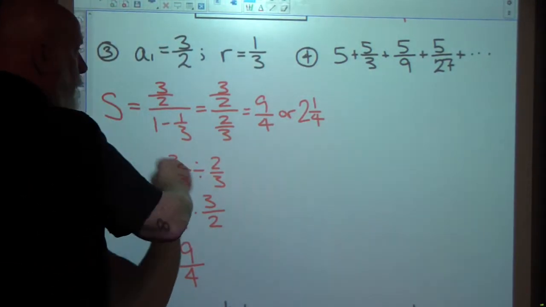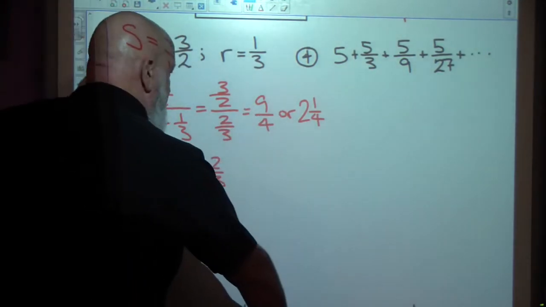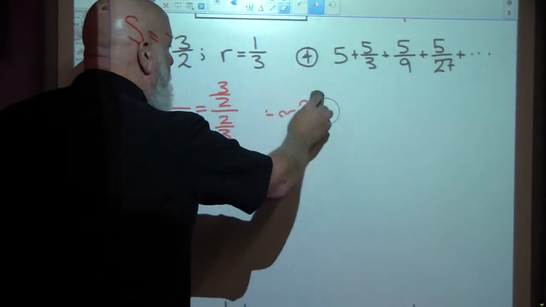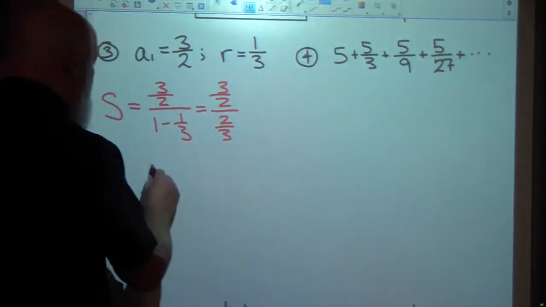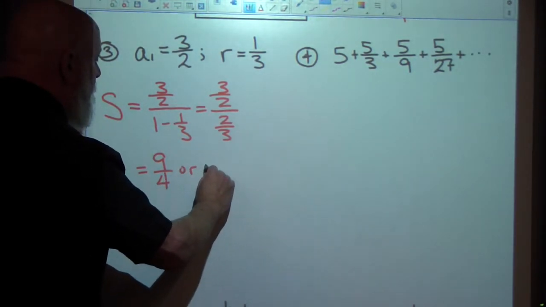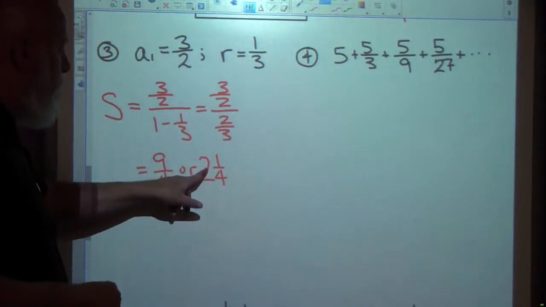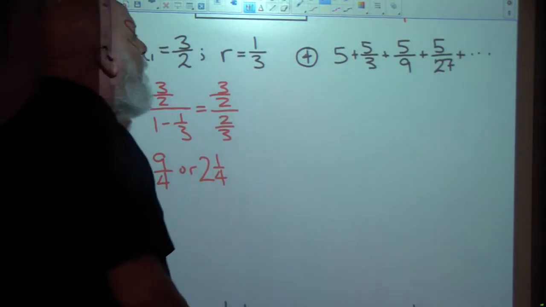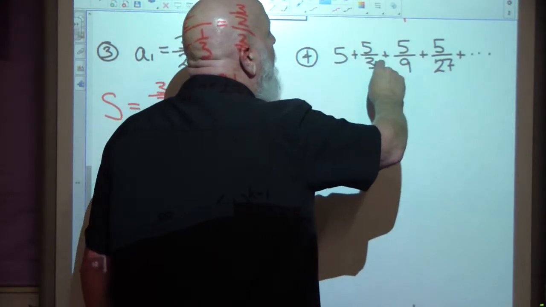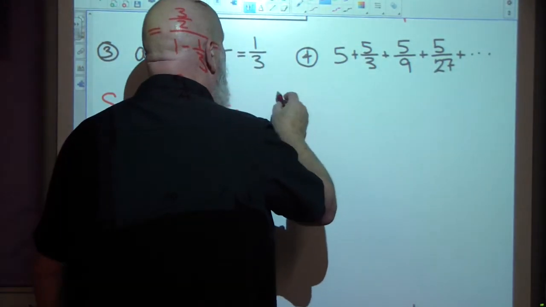Okay, so let's take a look at another one real quick. We'll just say equals 9/4, or 2 1/4. 4 goes into 9 twice with a remainder of 1, 2 1/4. All right, let's look here. We have an infinite geometric series, and it does converge. I'm going to go ahead and prove that to myself real quick.